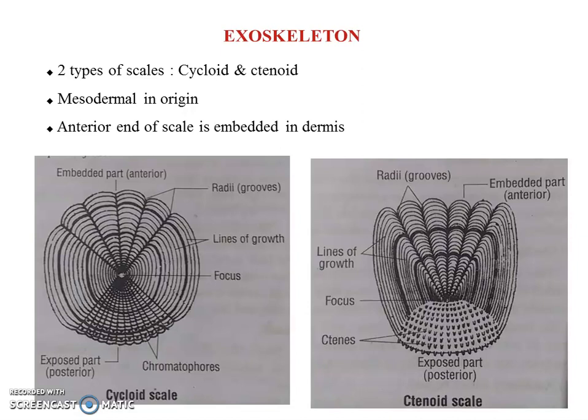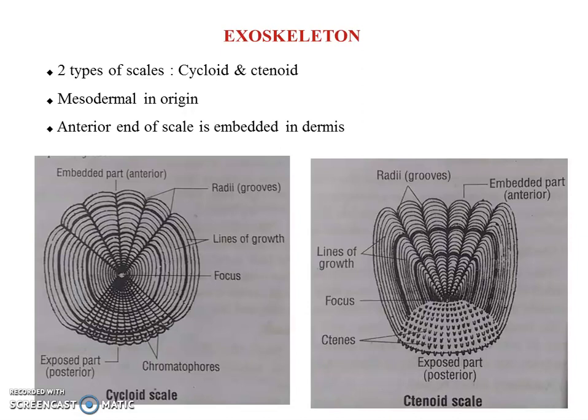The outermost covering is the epidermis. Mesoderm is situated below that. So it is mesodermal in origin, and they don't have any enamel coat. And you can see that the anterior end of each scale is embedded in the dermis of the skin, and the posterior end is free.